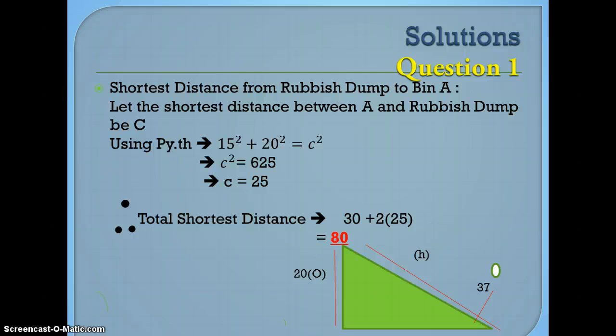Thus, using Pythagoras theorem, we can find out that C squared is equal to 15 squared plus 20 squared, which is given by the Pythagoras theorem formula with A squared plus B squared equal to C squared. Thus, we come to the deduction that C squared is 625. Thus, C will be 25 cm. Thus, the shortest distance from the rubbish dump to bin A will be 30 plus 2 times 25, which is 80.